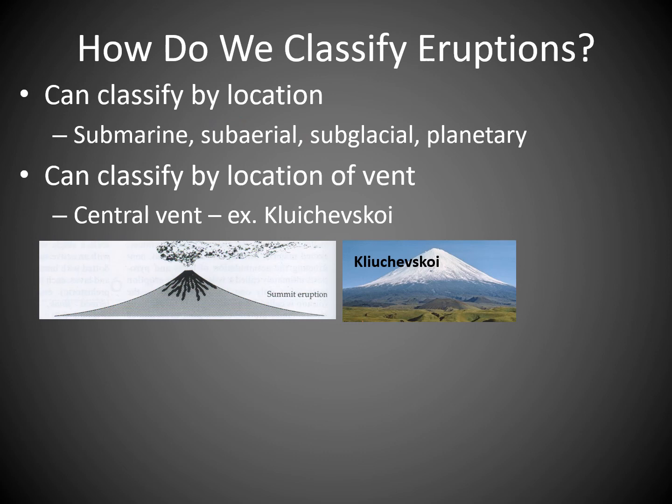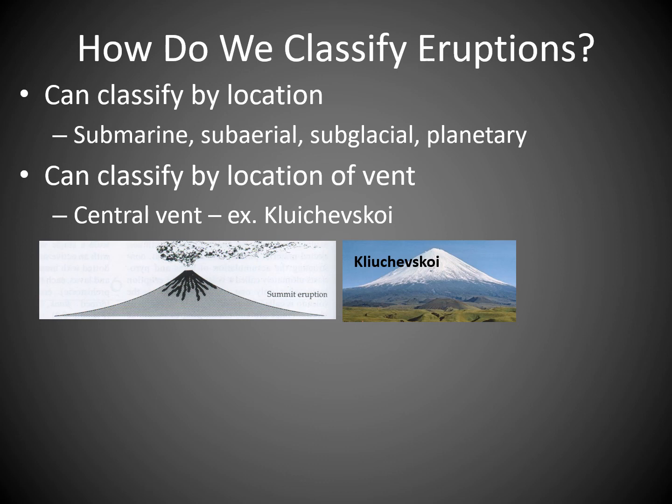Some eruptions are classified by where the vent is on the volcano. I think the first week I had you guys all draw a volcano. This is the one you probably drew. You probably drew Kluichevskoy, which is in Kamchatka. It's one of the best volcanoes in the world. It's 15,000 feet high, and comes right up off of sea level. So 15,000 feet of relief.